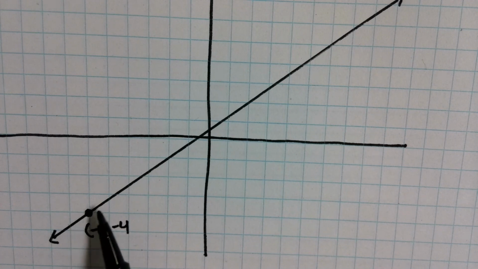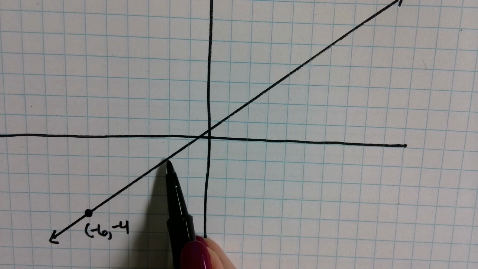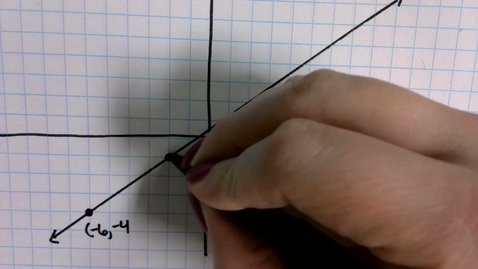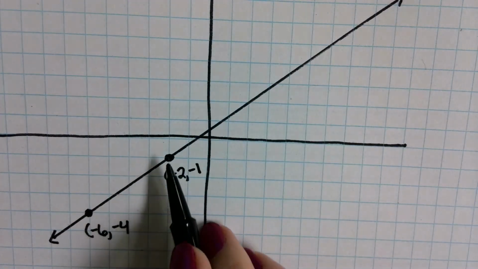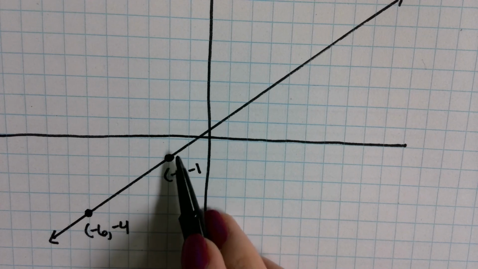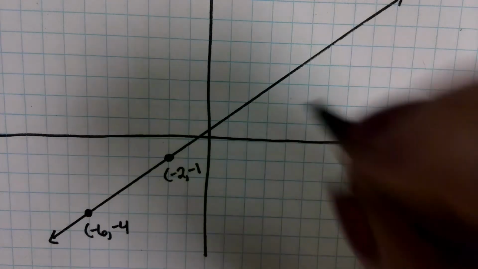Then I'm going to follow the line up until I hit another one, which would be right here. What is that point at? -2, -1. If you can tell me the next point that it goes perfectly to. Ethan? 2, 2, right here.